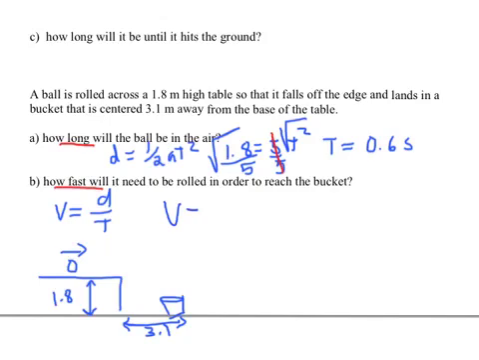That's how fast. The horizontal distance, since this is a horizontal problem, is 3.1 meters, and the time it's in the air is 0.6 seconds. So therefore, the velocity it needs to be rolled is 5.2 meters per second horizontally. That's what it needs.